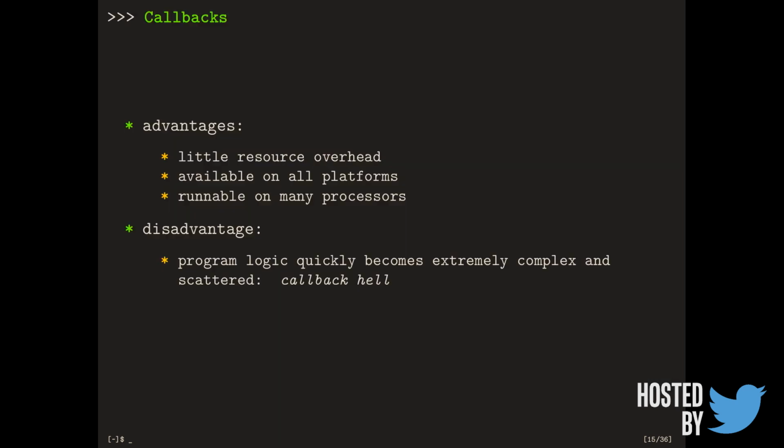Okay, so the advantages now of callbacks are we never needed to allocate any additional memory for a thread. We don't need to allocate extra stacks. We didn't have any threads that would require a context switch, needing to be taken off the processor and put back. So callbacks are very efficient. They don't have much resource overhead. They're available on any platform. Even if you have a single thread, you can have as many callbacks as you want. And finally, you can run them on many processors as well. The disadvantage, though, is that things become extremely complex extremely quickly. And that's the name callback hell, if you've heard of that.